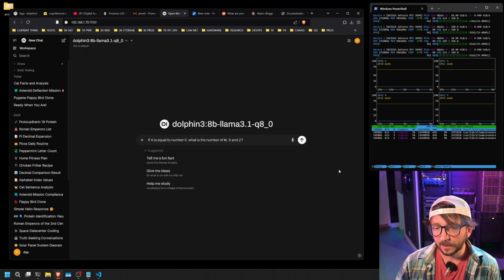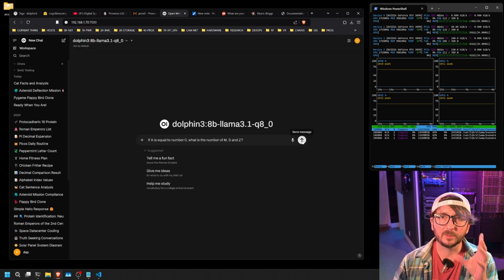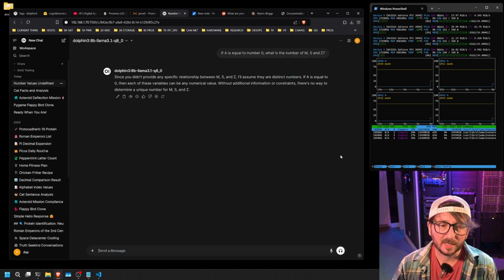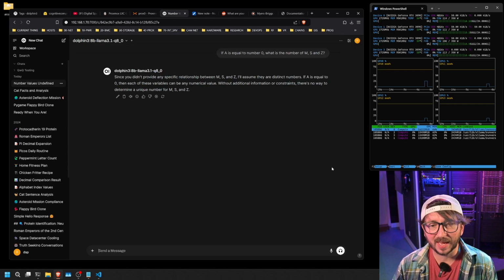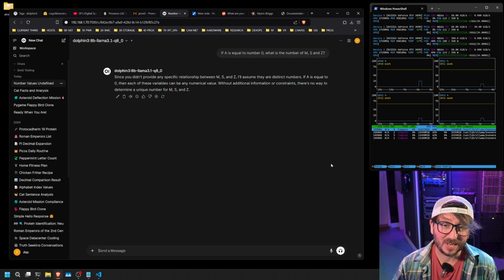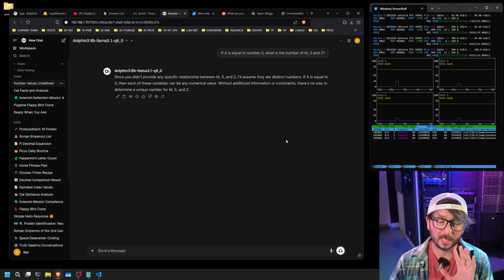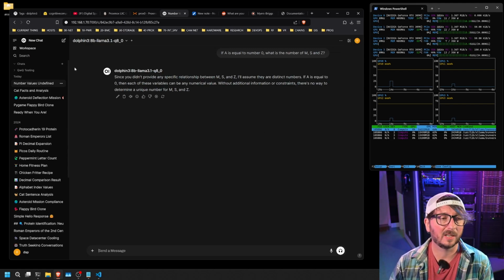If A is equal to zero and the number, what is the number of M, S, and Z? So this is a kind of shifted array, and we'll see whether or not it can determine this. And it didn't give me that. Since you didn't provide any specific relationship, I'll assume they are distinct numbers. It didn't even answer that, unfortunately. Now, it could come down to, I just haven't given it enough prompting.